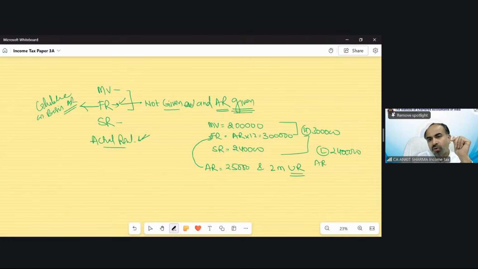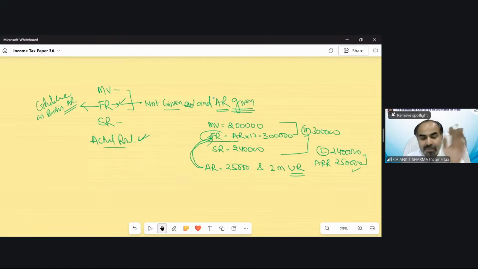And ARR would be 10 months rent, that would be 2,50,000. So if fair rent is not given and actual rent is given, then you need to calculate the fair rent by multiplying by 12 or take the annual value of actual rent. That needs to be compared. Suppose in this example, if municipal value is not given, then not a problem, use a dash. Standard rent not given, not a problem, use a dash. But if fair rent is not given and actual rent is given, then you have to calculate it.